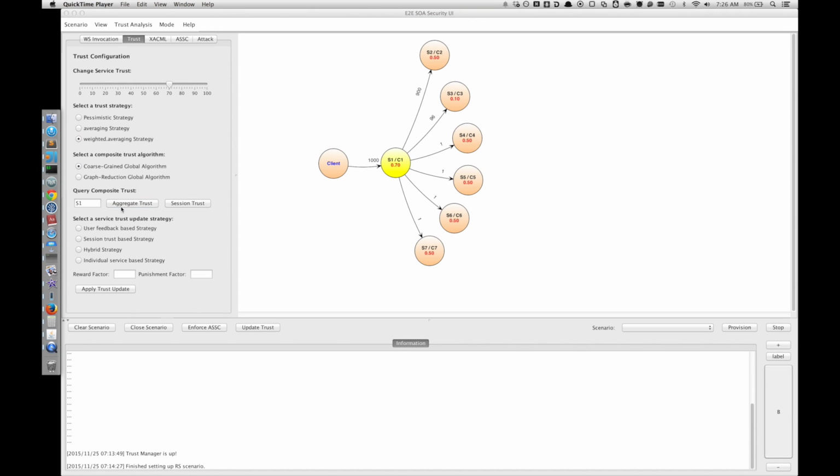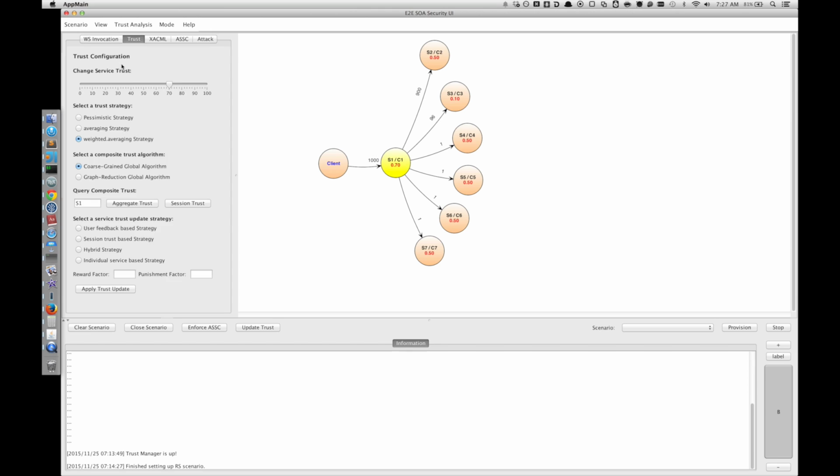And as you can see, we have two different composite trusts here. We have aggregate trust and session trust. Aggregate trust says the trust value of the whole composite service composition from the beginning of the execution of the SOA application, which considers all these weights and everything. But the session trust is the trust value of the latest invocation.